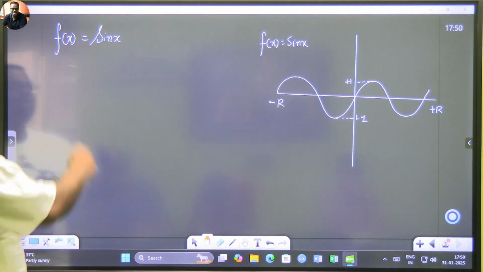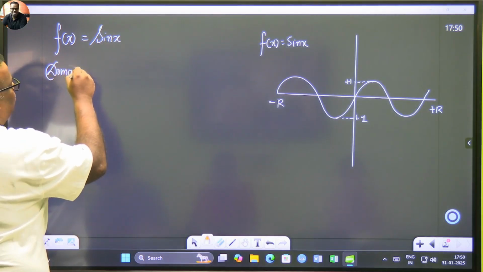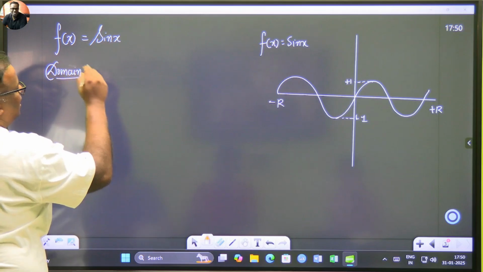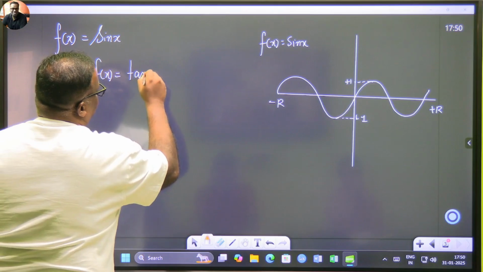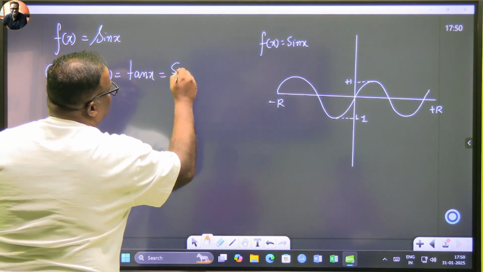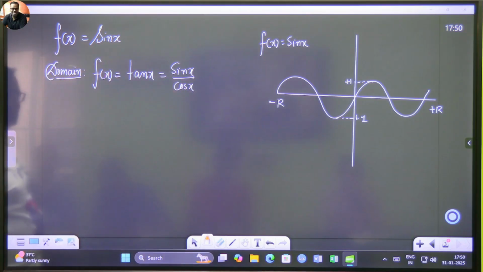So when you try to understand domain, and we say that domain is all the possible inputs for a function, then let's take a function f of x equal to, say, tan x. What does tan x mean? Sin x by cos x. Got it?